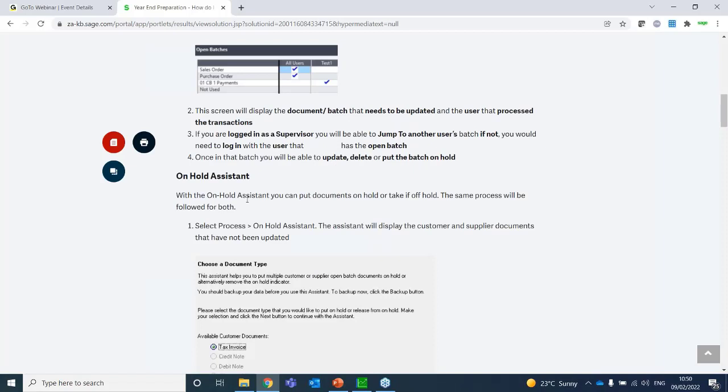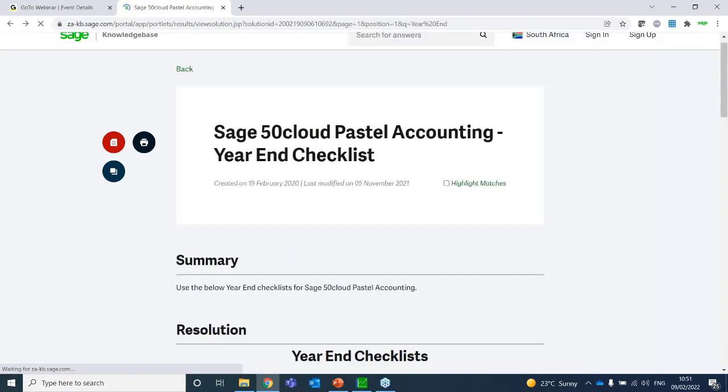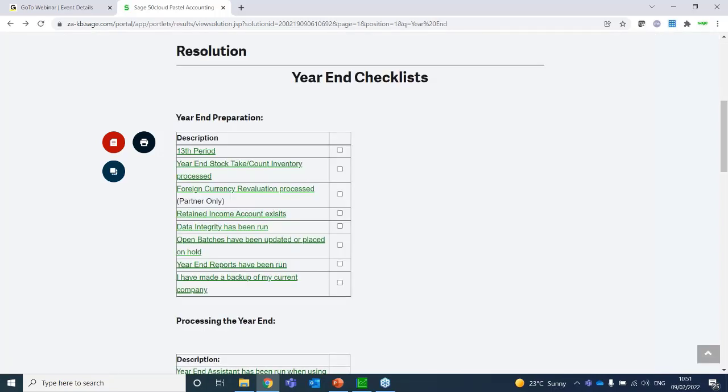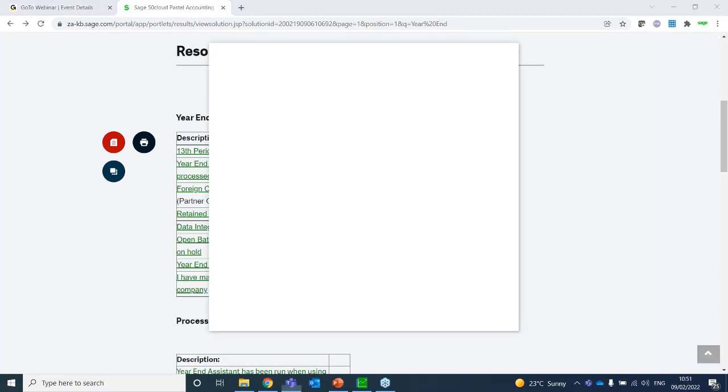So guys, that's the open batches and what you need to do. And then guys, we've got year-end reports. Have they been run? Now, this is not a big thing.